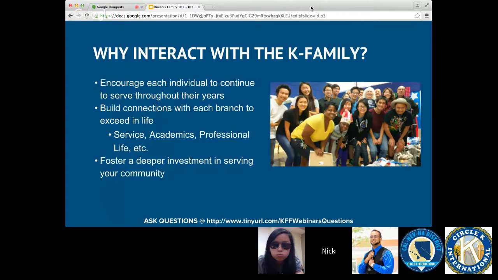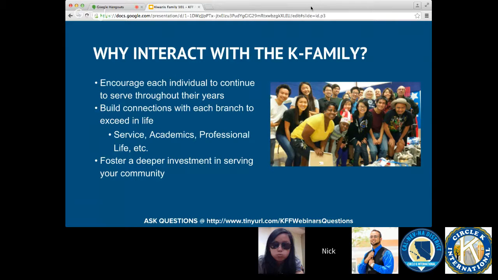Another thing is to build connections with each branch to succeed in life. The different branches can help you be like mentors and mentees. They can help you with service, like encouraging you to do service events, and to do well in your academic life and your professional life. Just as your family is there for you whenever you need them, the K-Fam, all the branches, are there for you also. So if you ever need help with anything, we try to be there for you. And also foster a deeper investment in serving your community.